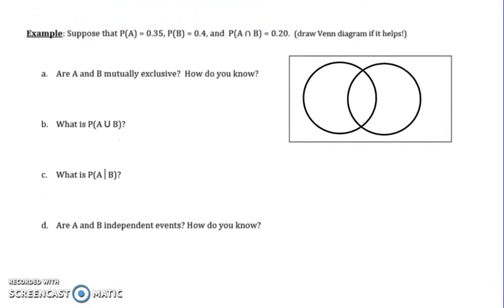Next example, we have a Venn diagram. Given A is 0.35, B is 0.4, and the AND is 0.2. So this becomes 0.2. This becomes 0.15. This becomes 0.1.